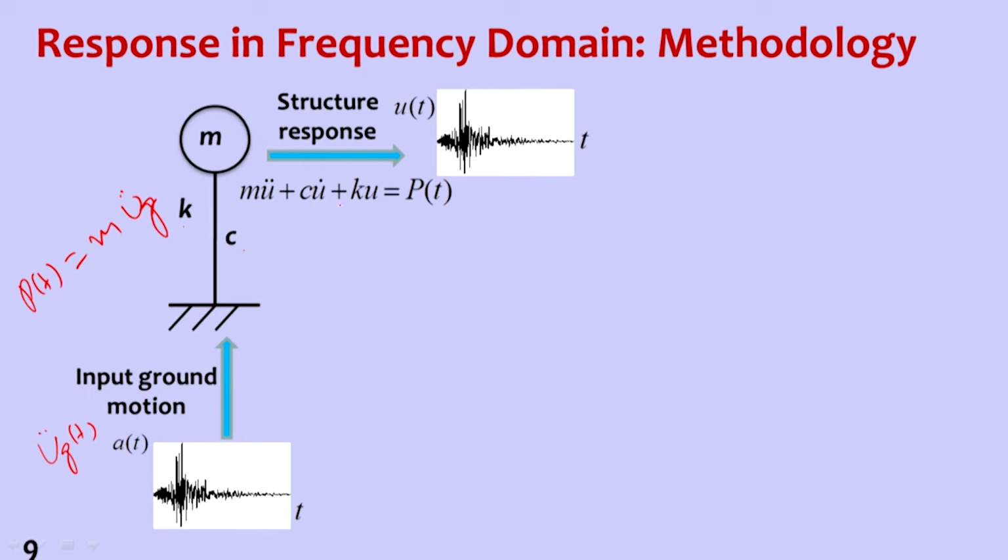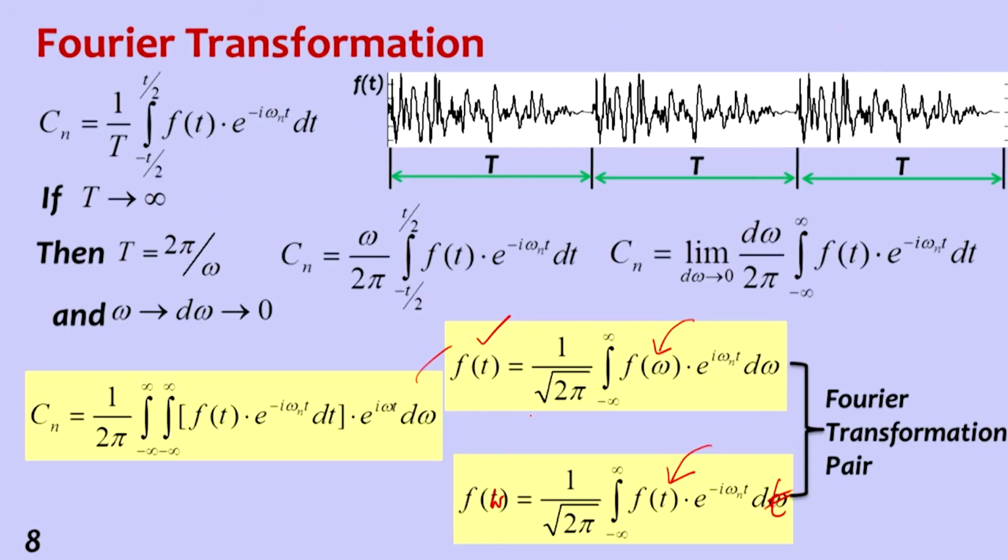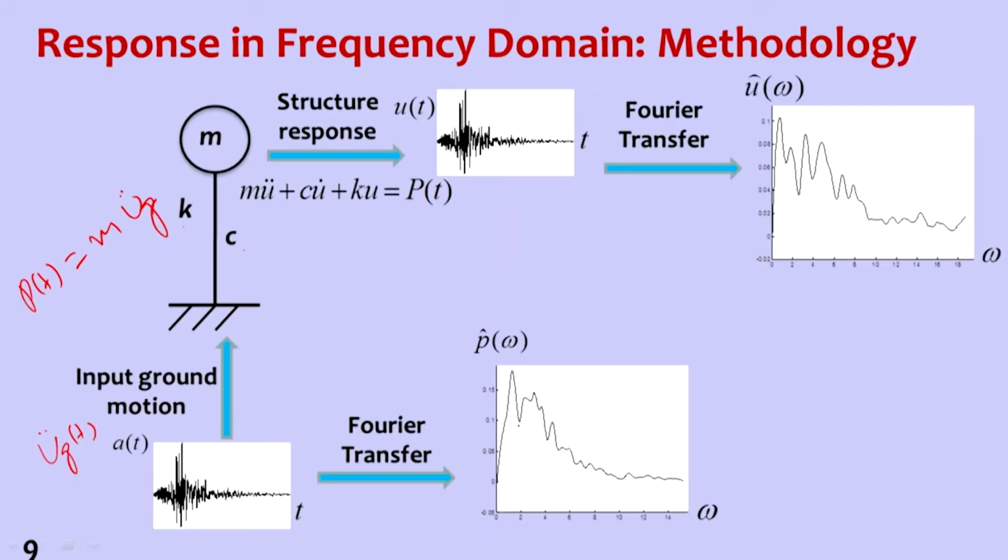But now how to get this in frequency domain? So that is what we are discussing. If we convert this time history input ground motion into frequency domain using the Fourier transformation pair, then that time signal, that force, if we input here, we get force in frequency domain. So that's what is required here. And then this response of the structure, if we again put this in the Fourier transformation pair, we get the response here.